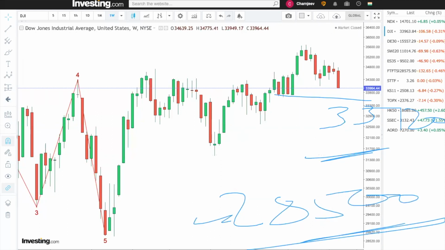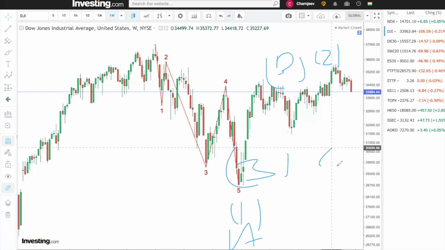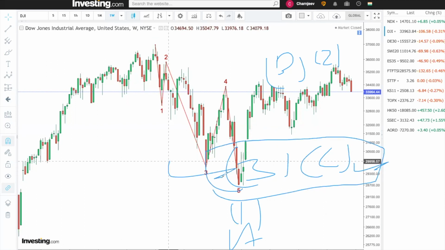Okay, so just let me show you the wave count. This one is like a one, and this one is either A or one, we can count it, and this one is either two or B, and now the turn is for three or C, and this is very destructive.